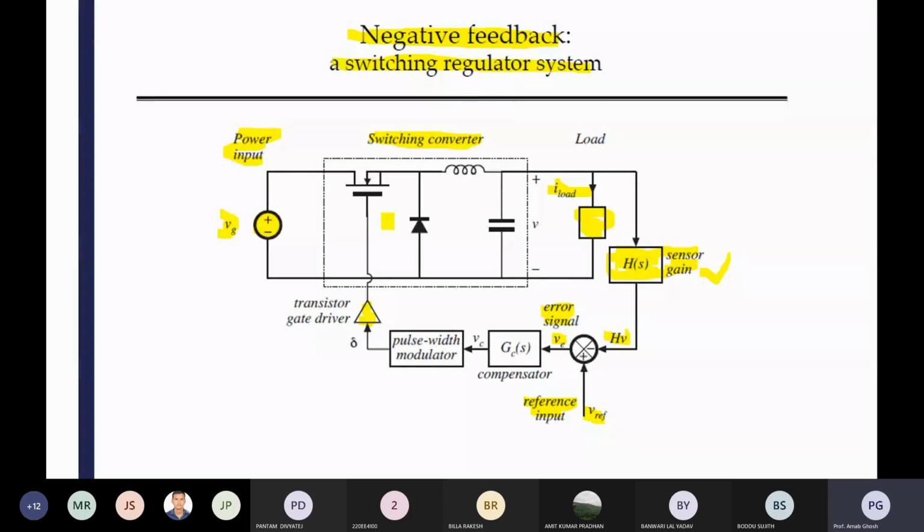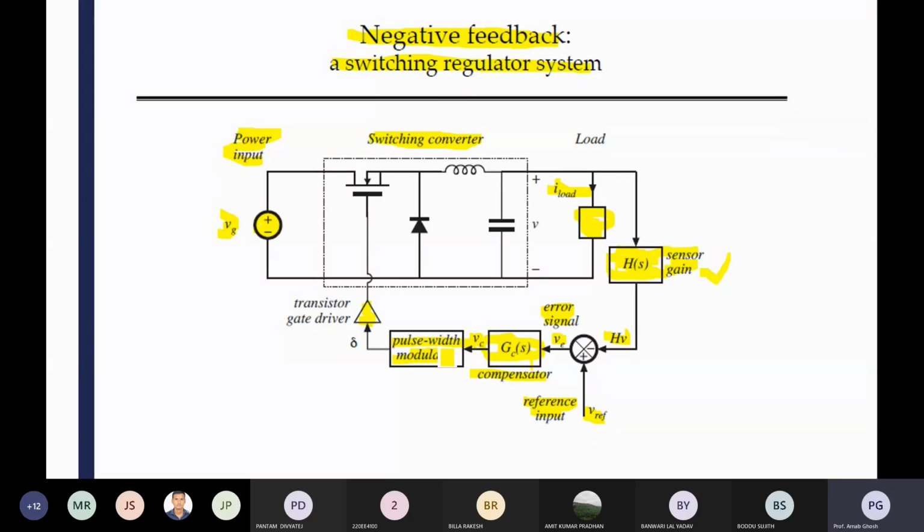So here you can compare, then you will get the error signal. Then the compensator circuit, you will get the control voltage. After that the PWM modulator is there. That PWM modulator circuit I have discussed in my last module. You can go to my previous lecture, so you can understand.